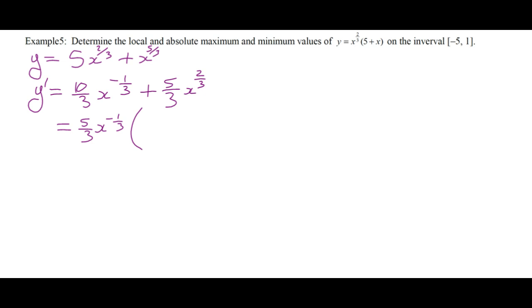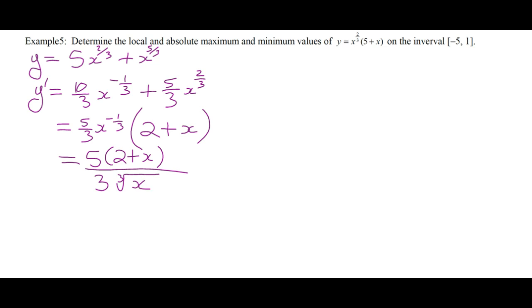To get 10/3, I'm going to need a 2, and I already have that there. Then plus, and I've got a 1, and I need a positive 2/3, so I think that's just going to be 2 plus x. Let me check my work. Yes, it is. Okay, and now we're just going to write that in a nicer form, which is 5 times (2 plus x) over 3 cube root x.